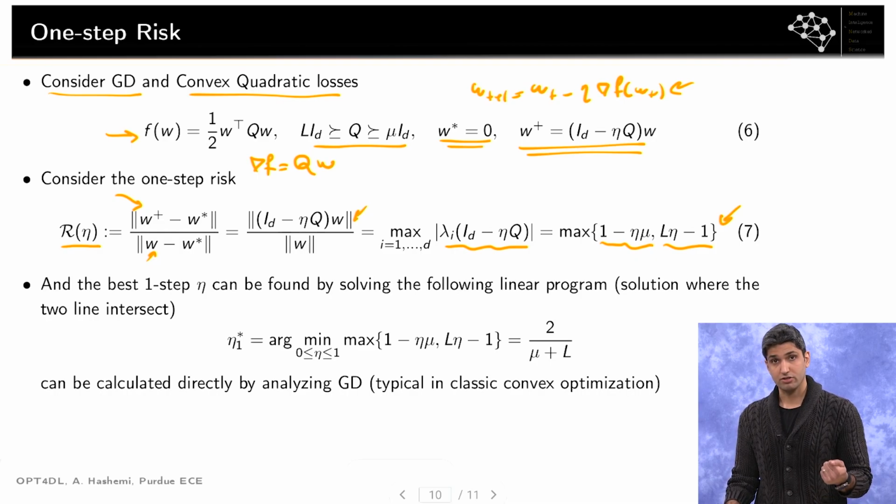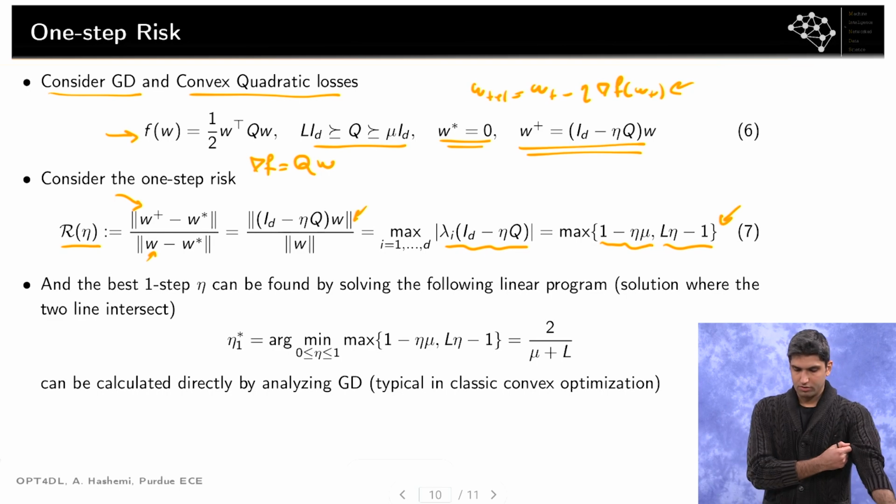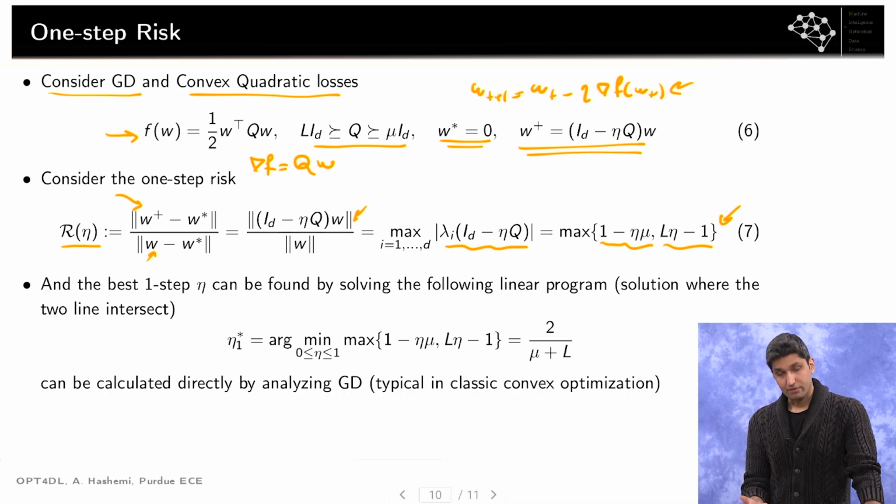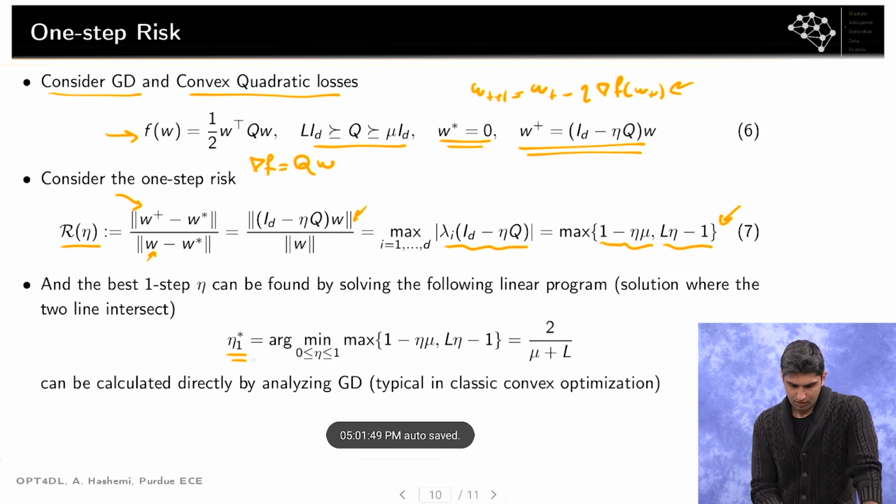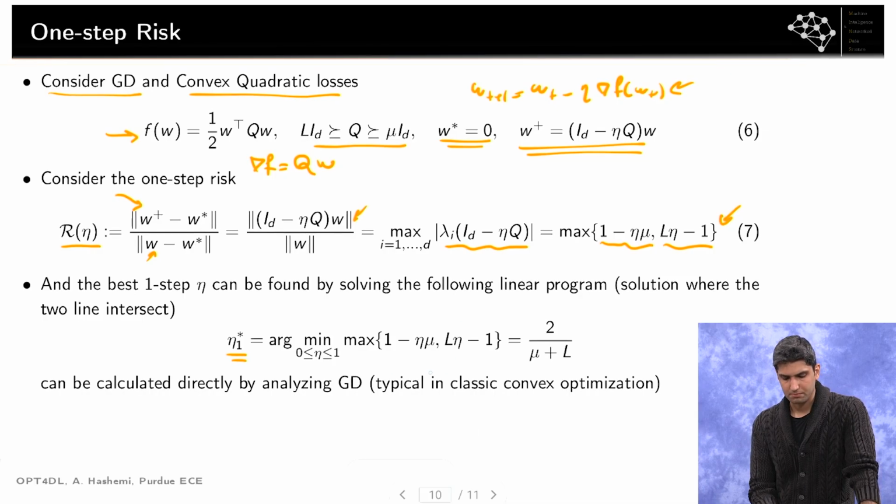So this is our decision variable, and also mu and L, which are the strong convexity constant as well as the L-smoothness constant. Okay, so now, as we discussed, we want to find the learning rate that minimizes the one-step risk, such that we hedge against those two bad cases.